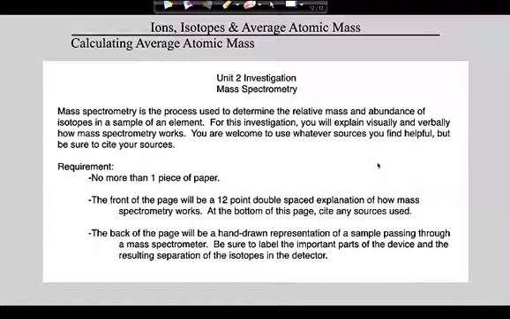You're welcome to use whatever resources you want, but be sure to cite them. So guys, here are the requirements. It's going to be 1 page, not more, not less. On the front of the paper, you're going to write a 12-point double-spaced explanation of how mass spec works. And it's going to be very apparent if you are simply plagiarizing or if you are reading, understanding, and explaining. If you're plagiarizing, you're not going to get credit. You should get kicked out of school. But if you can explain it, I'd love to give you credit for it. So guys, at the bottom of the page, you're going to cite your sources.